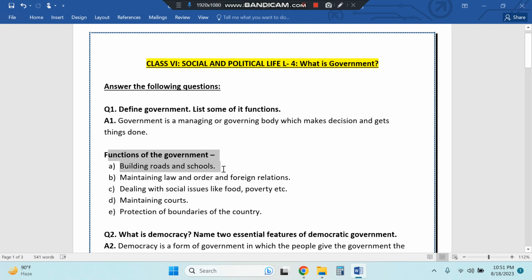It builds roads and schools and hospitals. It maintains law and order, maintains foreign relations. It deals with social issues like food, poverty, etc. It maintains courts, protects the boundaries of the country, maintains parks, and maintains hygiene in society. So there are lots of functions. These are a few of them.